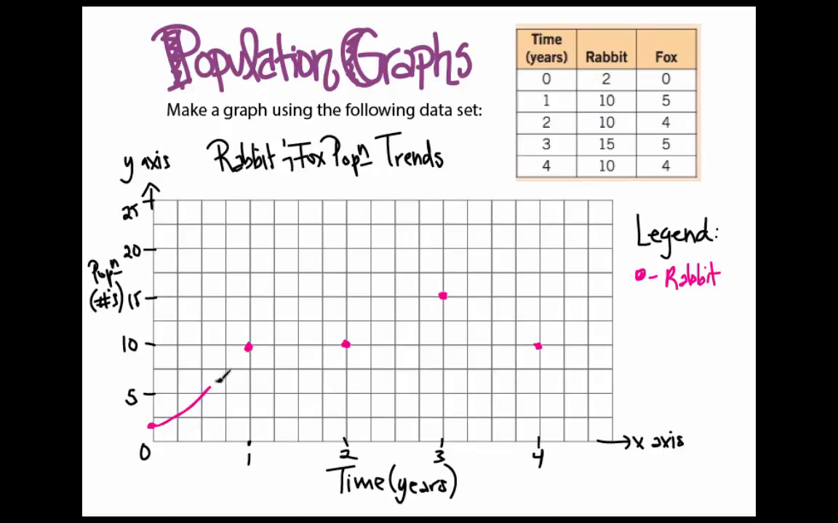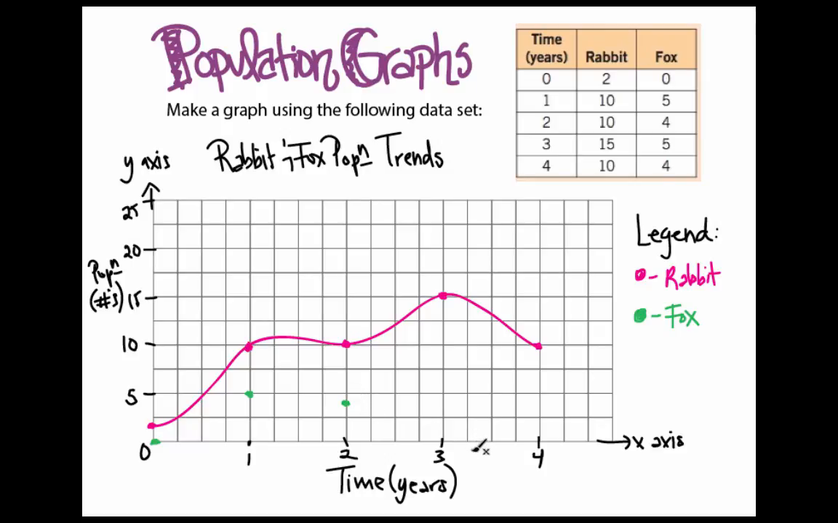Then I'm going to connect my dots because this is a population graph and it's not a line of best fit. Then I need to graph the data for my fox. I'm going to choose green for fox. Then I'm going to plot my data. So 0 years, 0 foxes. Within the 1st year, there were 5 fox. 5 fox probably immigrated into that area. Then after the 2nd year, there were 4 foxes, meaning their population went down.